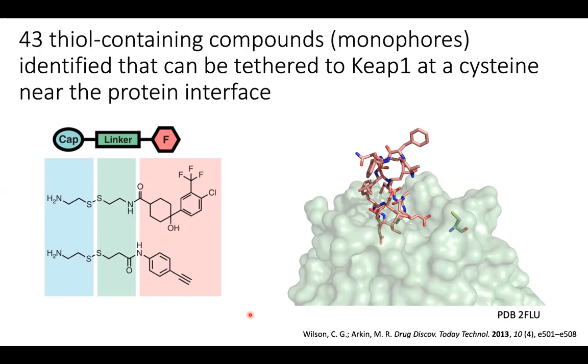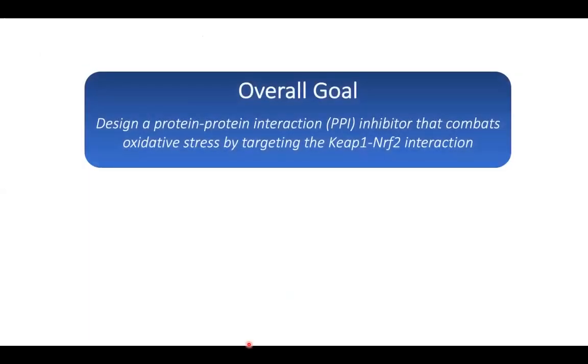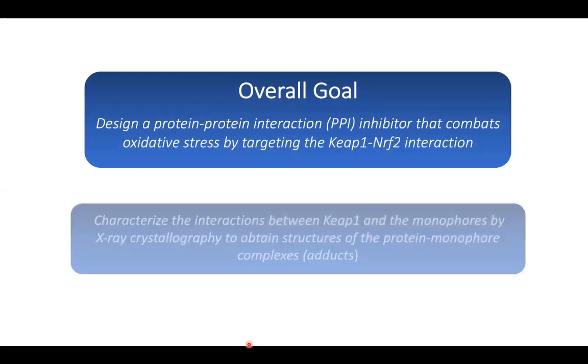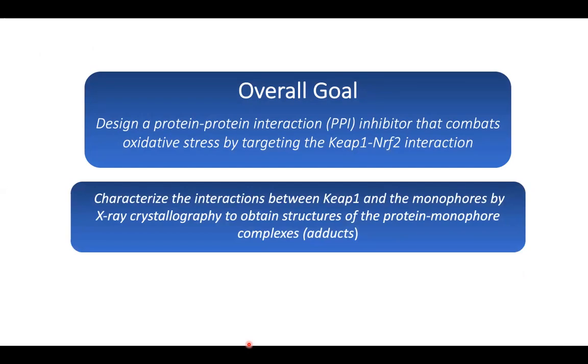Since the fragment warhead of these 43 identified monophores has to form a favorable interaction with the protein Keap1 in order to be tethered, it is likely that these monophores contain chemical properties that could be incorporated into the design of an effective, non-covalent, small molecule Keap1 and Nrf2 inhibitor. So under this overall goal of designing a PPI inhibitor that combats oxidative stress by targeting the Keap1 and Nrf2 interaction, one of my goals was to characterize the interactions between Keap1 and these monophores using X-ray crystallography to get structures of the protein-monophore complexes, or adducts. This structural data could then be used to help guide the design of a new non-covalent Keap1 and Nrf2 inhibitor.